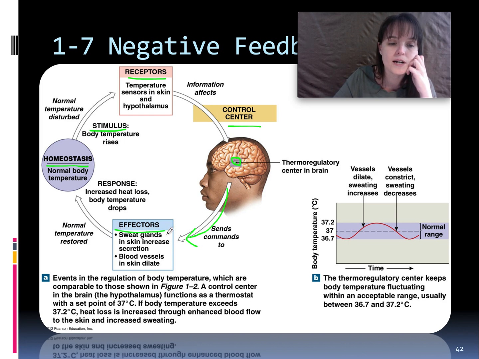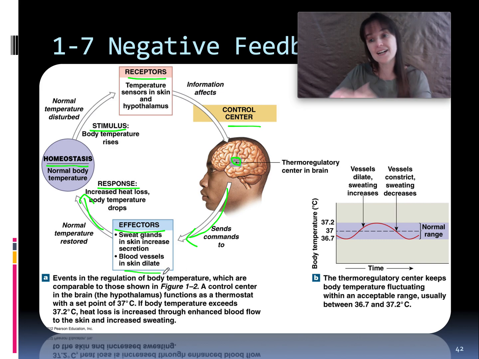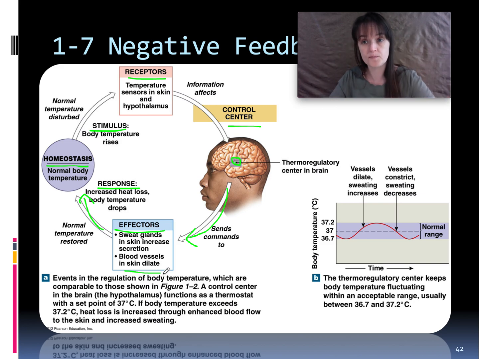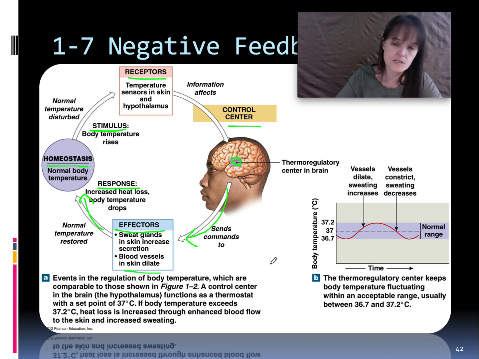So when you're too hot, your sweat glands start sweating, and that causes evaporation, which cools you off, which is a response. Body temperature drops, it takes you back to homeostasis. Also, the blood vessels in the skin dilate, and that allows you to literally radiate heat off of your skin. So that's pretty cool.